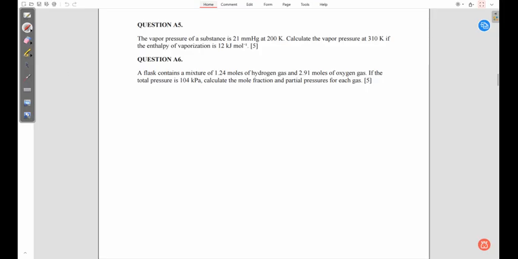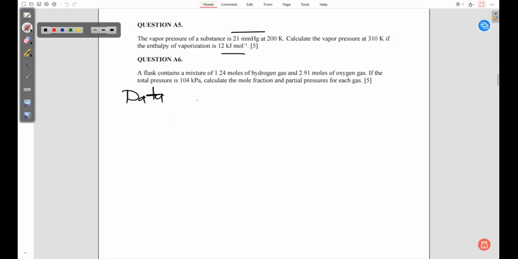For question 5, we are told the vapor pressure of a substance is 21 millimeters of mercury at 200 Kelvin. Calculate the vapor pressure at 310 Kelvin if the enthalpy of vaporization is that. So let's take note of the data that we have.